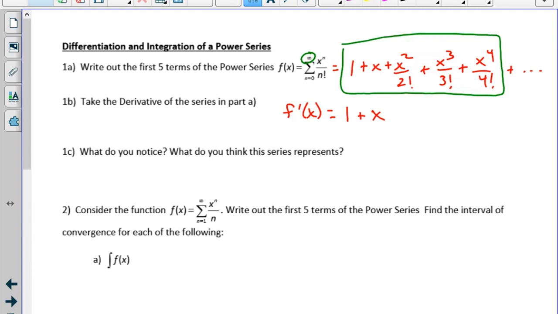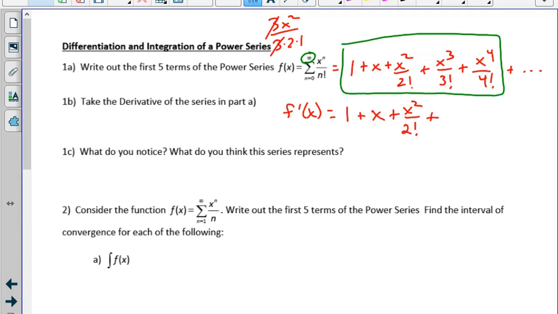If I take the derivative of x cubed, that's 3x squared, and then that's divided by 3 factorial. So if I take a look at that, that's 3x squared over 3 factorial. Remember, 3 factorial is 3 times 2 times 1. So the 3's cancel, and I'll end up with x squared over 2, or x squared over 2 factorial.